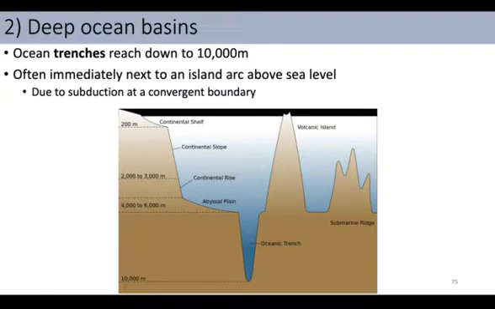So our trench will always be associated with a volcanic island or a continent, if you are looking at continental to oceanic boundaries. But the oceanic trench is always caused by subduction at a convergent boundary. So in this case, we have our oceanic trench and our volcanic island right next door. It is, of course, also oceanic crust.